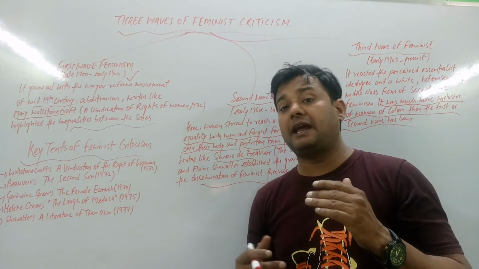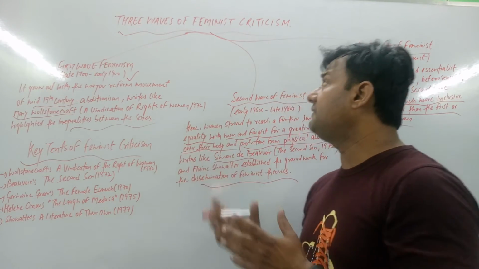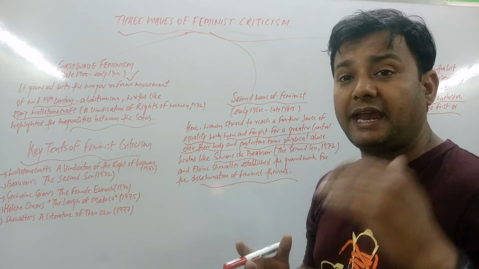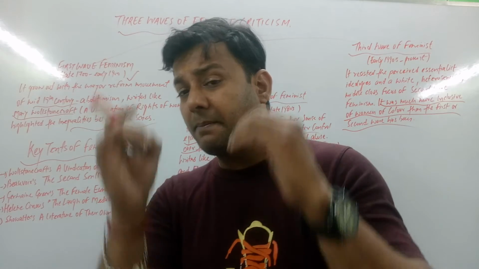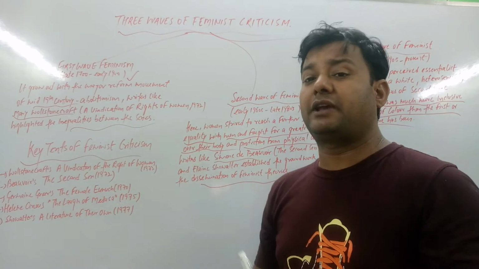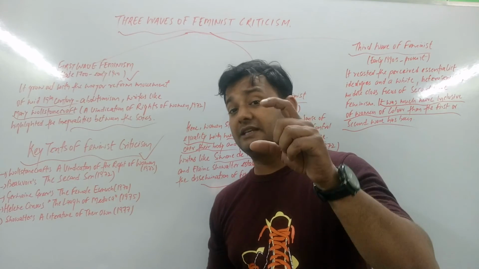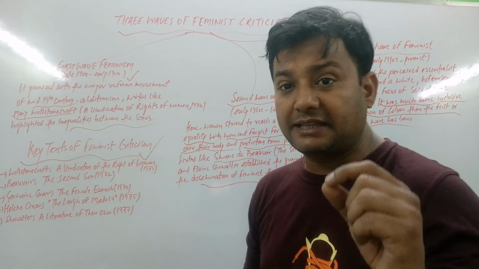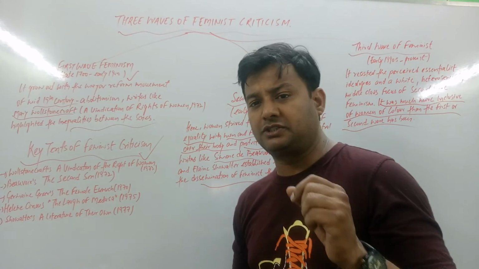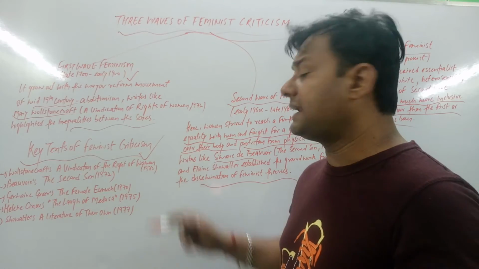What we need to keep in mind is that we must be able to understand the three waves of feminist criticism, what they are, how we can understand them. What are the basic qualities that we need to keep in our mind so that we can work out? So here are the key terms of feminist criticism. There are certain key terms that we need at our fingertips. If we know the terms, we can work out whatever we want. The first up is A Vindication of the Rights of Woman, 1972.